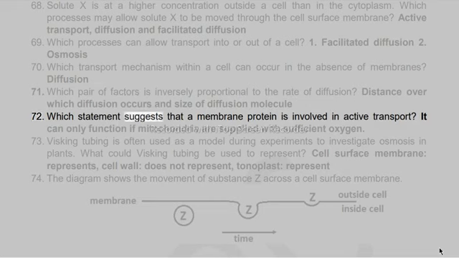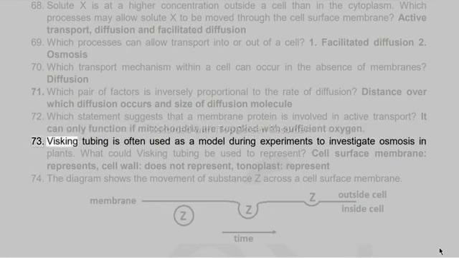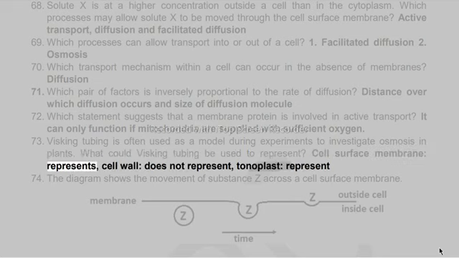72. Which statement suggests that a membrane protein is involved in active transport? It can only function if mitochondria are supplied with sufficient oxygen. 73. Visking tubing is often used as a model during experiments to investigate osmosis in plants. What could Visking tubing be used to represent? Cell surface membrane: represents. Cell wall: does not represent. Tonoplast: represents.